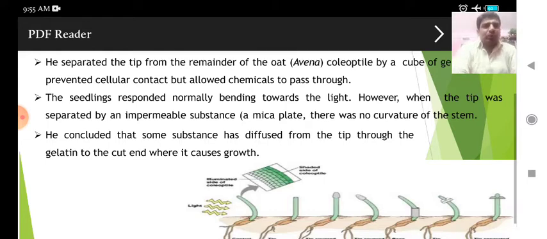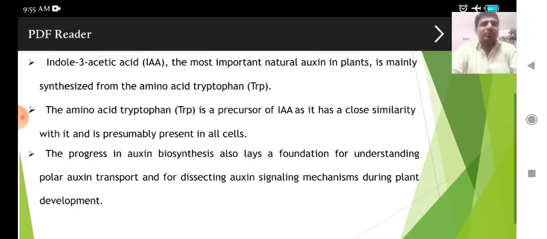So he concluded that some substances had diffused from the tip. See, some substances diffused from the tip through the gelatinous cube, where it causes the growth. So they concluded that components are moving from the apex to the base. That is what is responsible. In the next slide we will see.